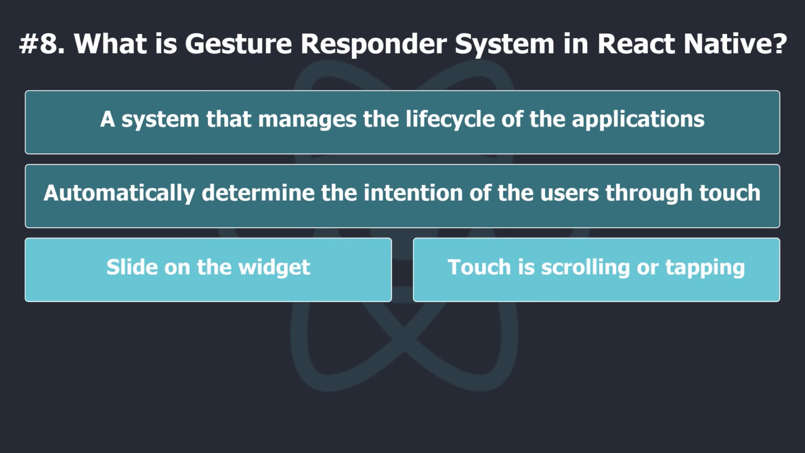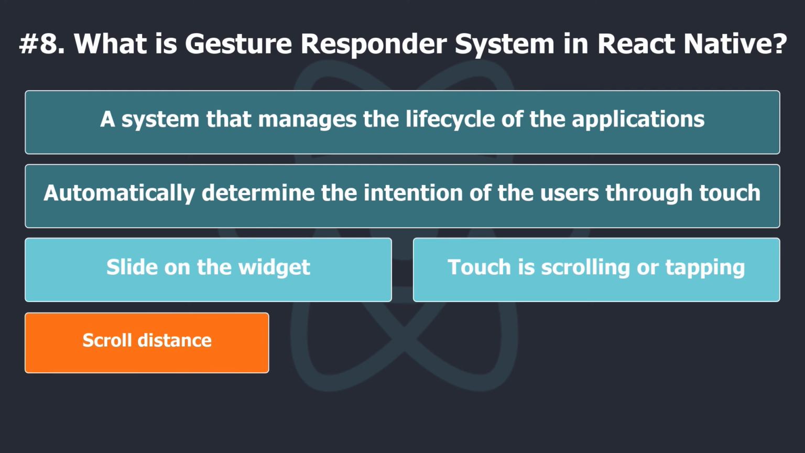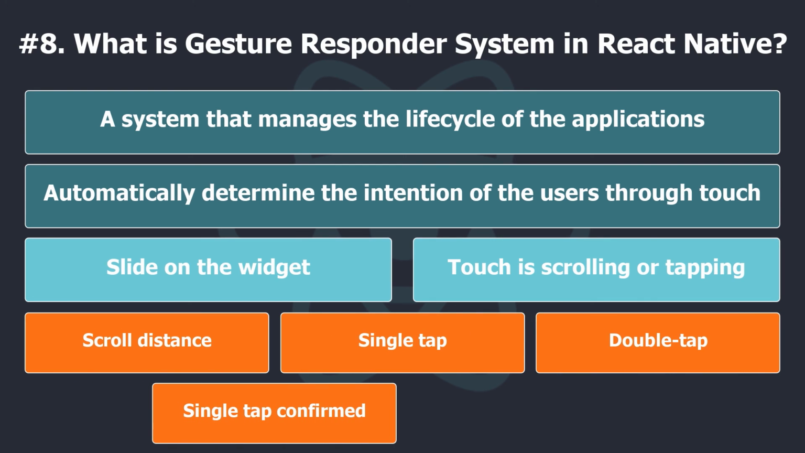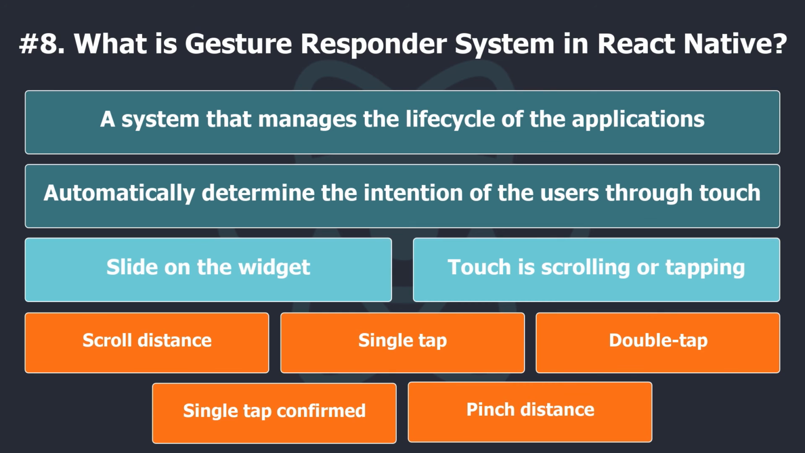React Native Gesture Responder System is the most powerful system as it uses a standard library to detect gestures such as scroll distance, single tap, double tap, single tap confirmed, and pinch distance.